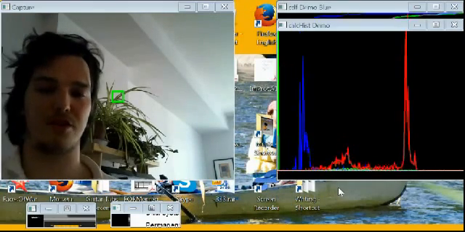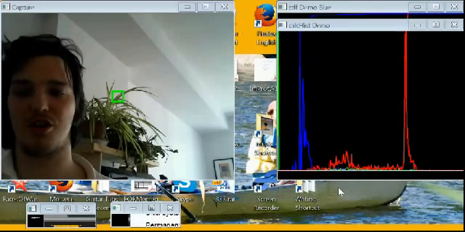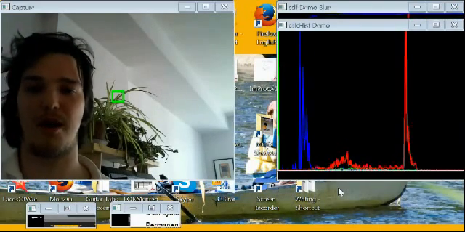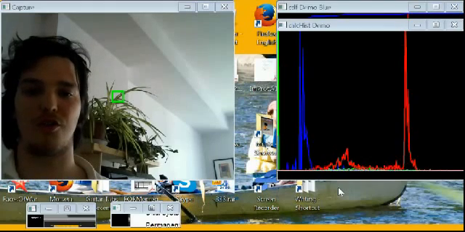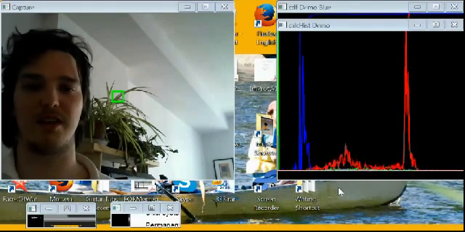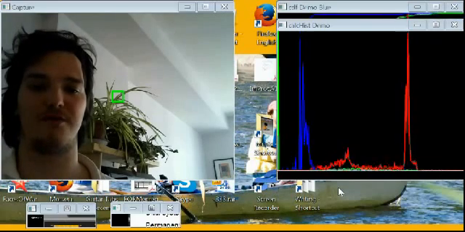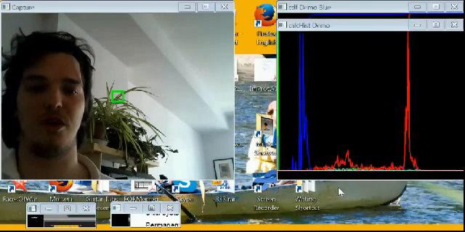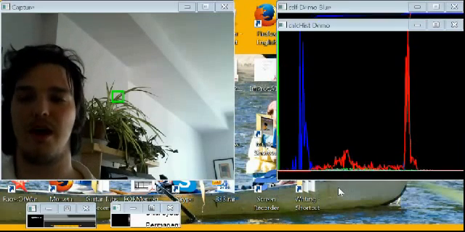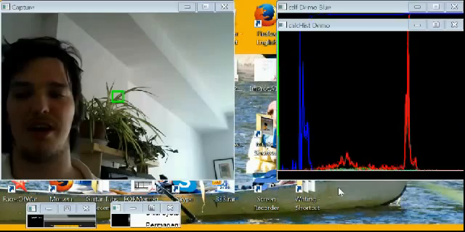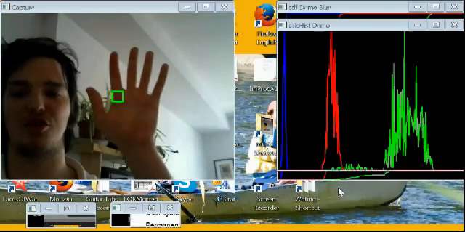Okay, so this is the demonstration. On the left hand side we have the capture of the web camera that I'm using. On the right hand side, the immediate window that you see is the H, S and V histograms. They are labeled in blue, green, and red respectively, and basically it's taking the image data in that little square and showing you the histogram.